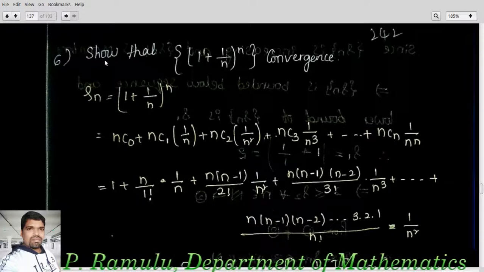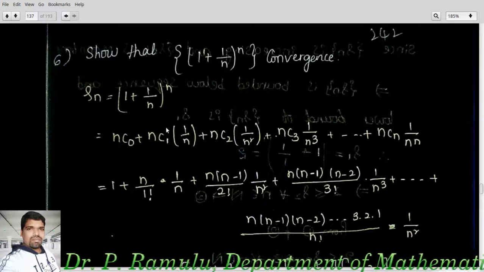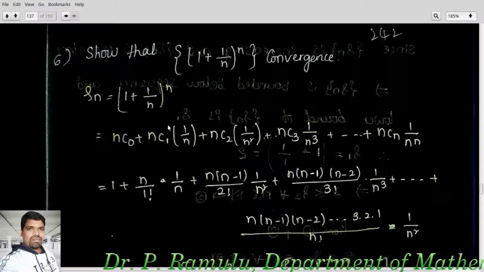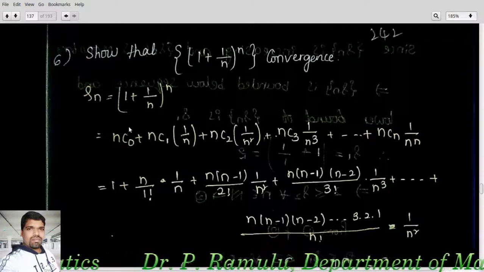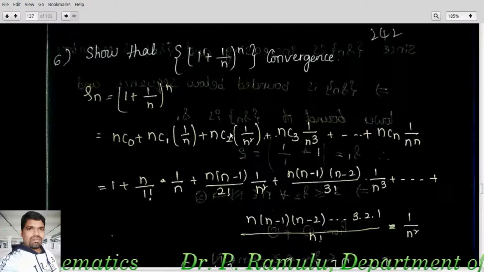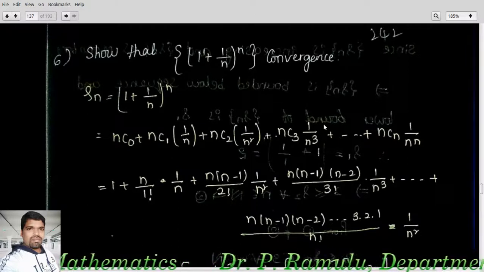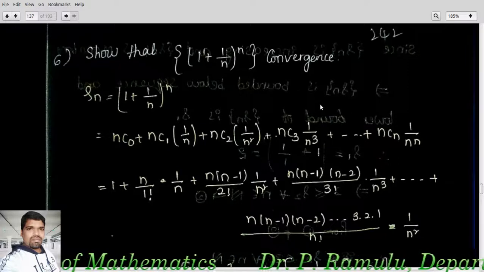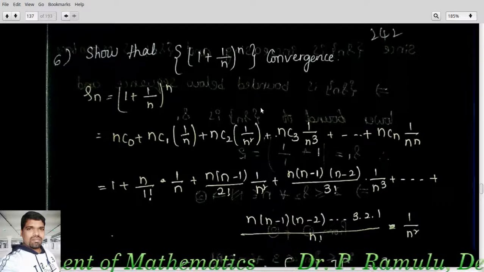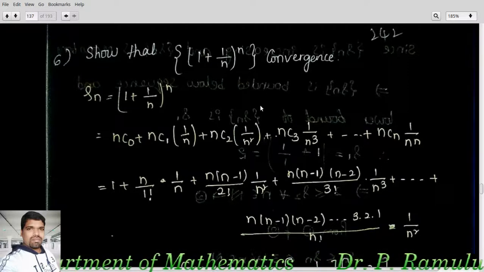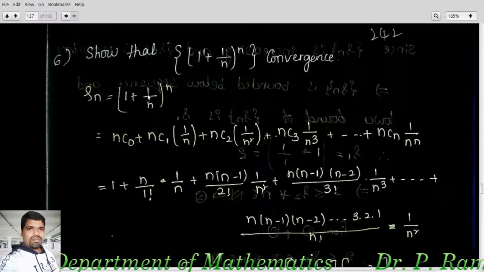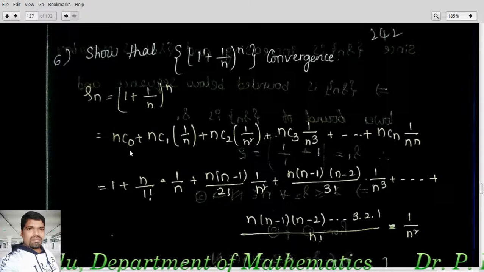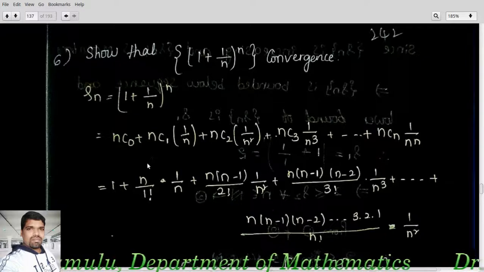It is in the form of a binomial expansion. What we know of the binomial expansion: 1 plus x whole power n equals nC0 plus nC1 x plus nC2 into x square plus nC3 into x cube plus and so on up to nCn into x power of n. In place of x, what we have is 1 by n. That's why I am substituting 1 by n in place of x. So nC0 is 1, and nC1 is equal to n.